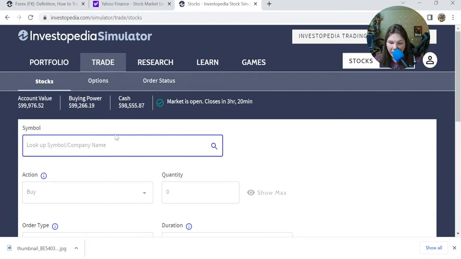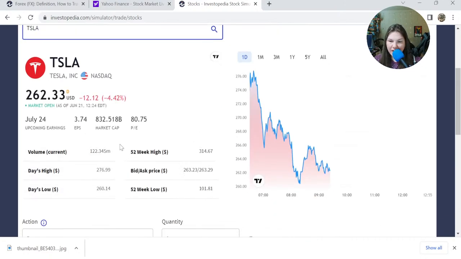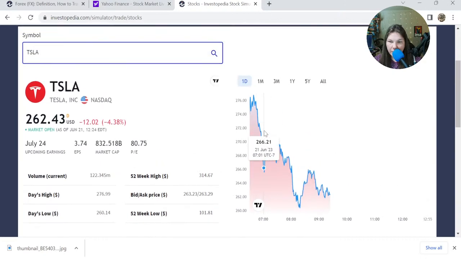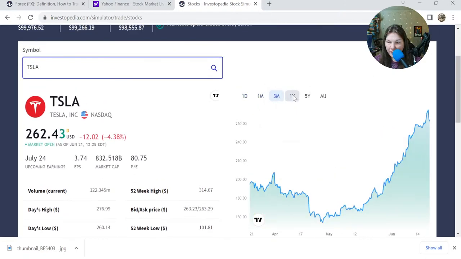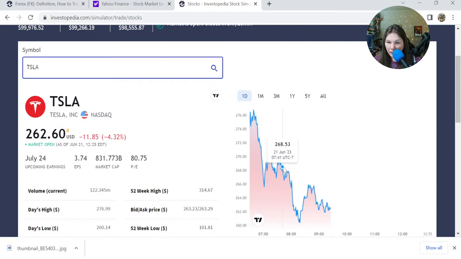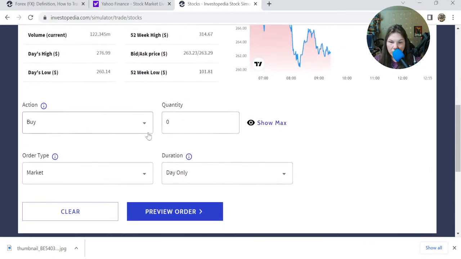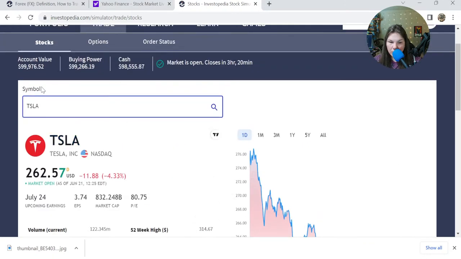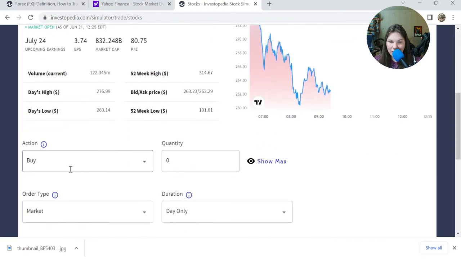You could pick a company. Like, what's a company? Tesla. Look up Tesla. Here's a company, Tesla. The 52-week high is 314. They're at 262. They're down 4.41% today, so let us look at a 3 month, 1 year, 5 year. They're volatile today. I can't believe Tesla sells at 262. That's crazy.